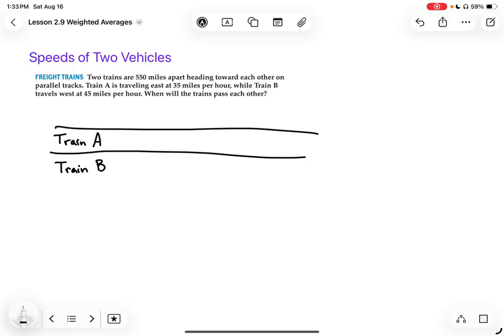And what do we need to know about these trains? Well, we need to know their rate, distance, and time so that we know when they're going to pass each other. Rate, time, and distance. And distance is rate multiplied by time. So let's fill in what we know.